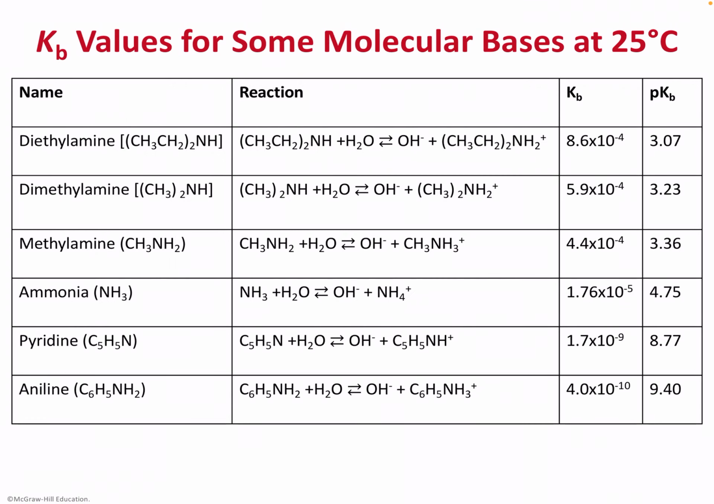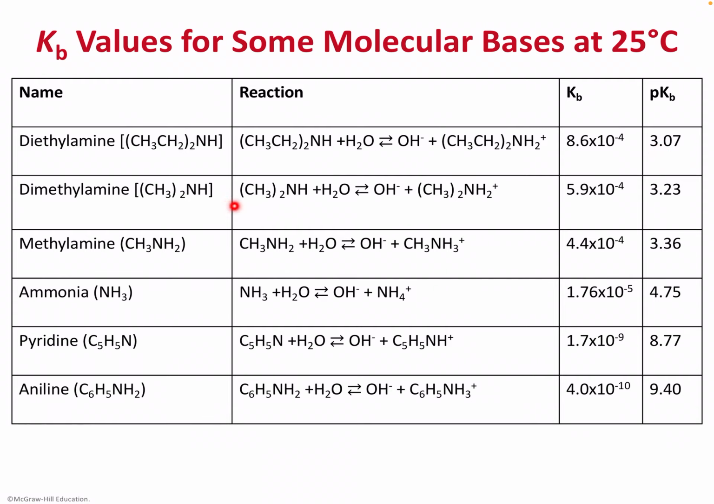So these are some Kb values for molecular bases at 25 degrees Celsius. All of these are ammonia derivatives. Remember I talked earlier, ammonia is a weak base, and if the hydrogens are replaced with other groups, they also generate weak bases. So this is diethylamine. There are 2 ethyl groups and NH, and this is how the base works. Nitrogen has a lone pair. It takes a proton from the water, generates OH minus, and protonates this diethylamine molecule. Kb and pKb are given. Remember the pKb is the negative log of Kb.